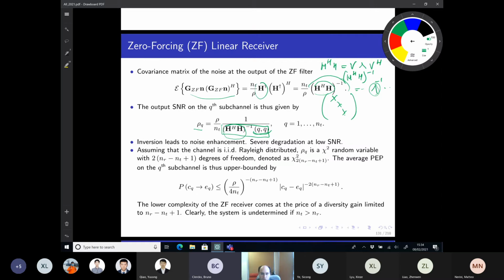Okay, so we can compute the diversity gain if you do that. We're not going to do all the math, but you can show that if you have IID channels, then the SINR here is chi-square distributed with a certain number of degrees of freedom, NR minus NT plus 1. And so you get a diversity gain that is now NR minus NT plus 1.